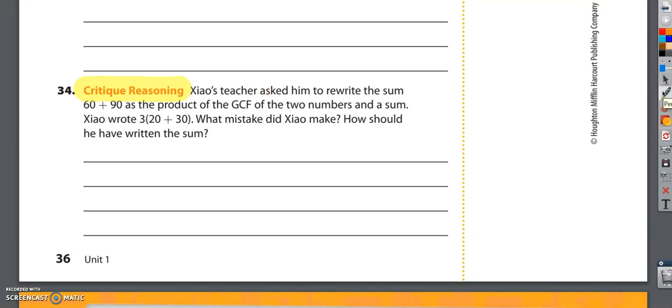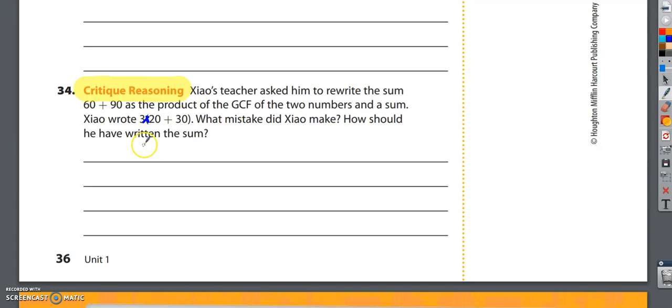Let's find it. Zhao's teacher asked him to rewrite the sum 60 plus 90 as the product of the GCF of the two numbers and a sum. Zhao wrote 3, and what they don't do here, they're kind of introducing it right now, is they don't show this as multiplication. That's okay. Zhao wrote 3 times 20 plus 30. What mistake did Zhao make, and how should he have written the sum?